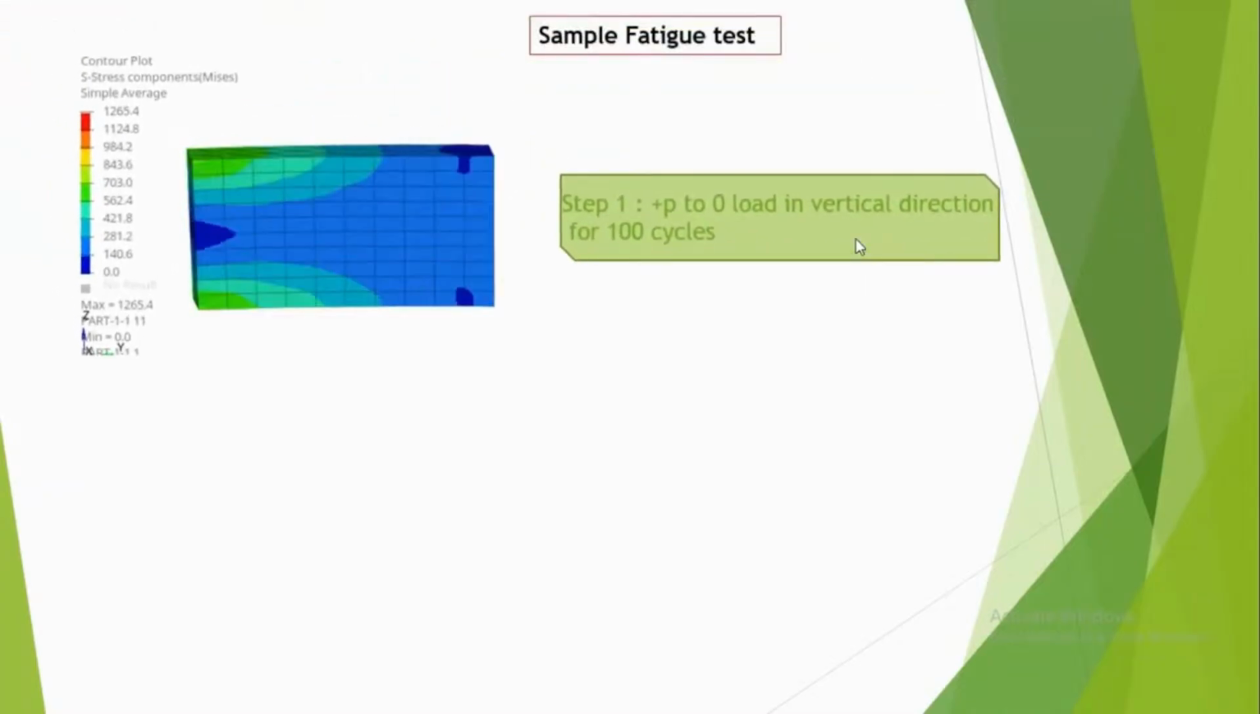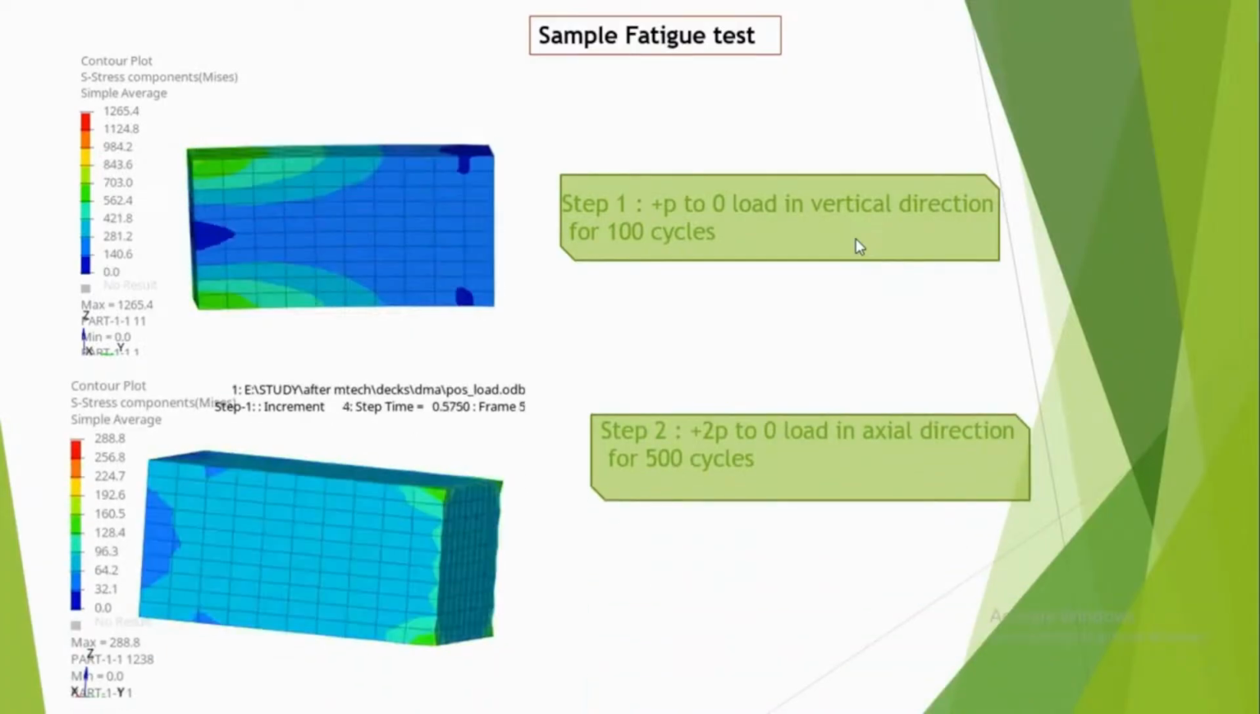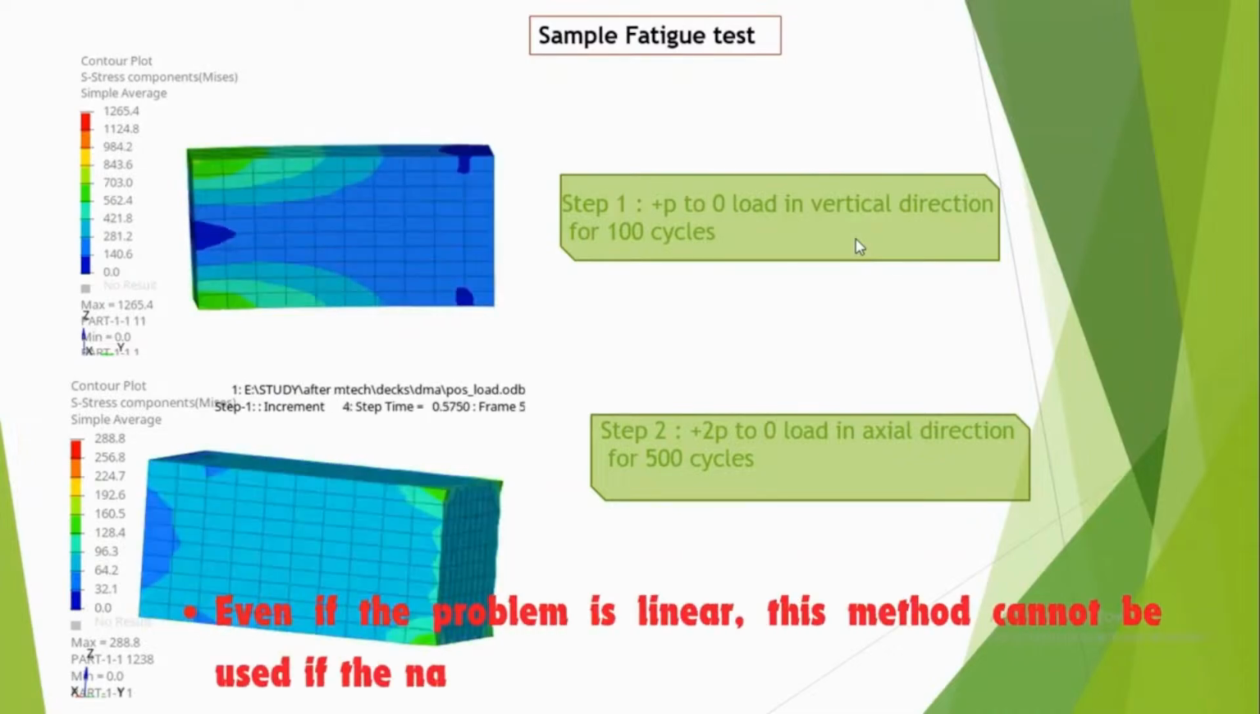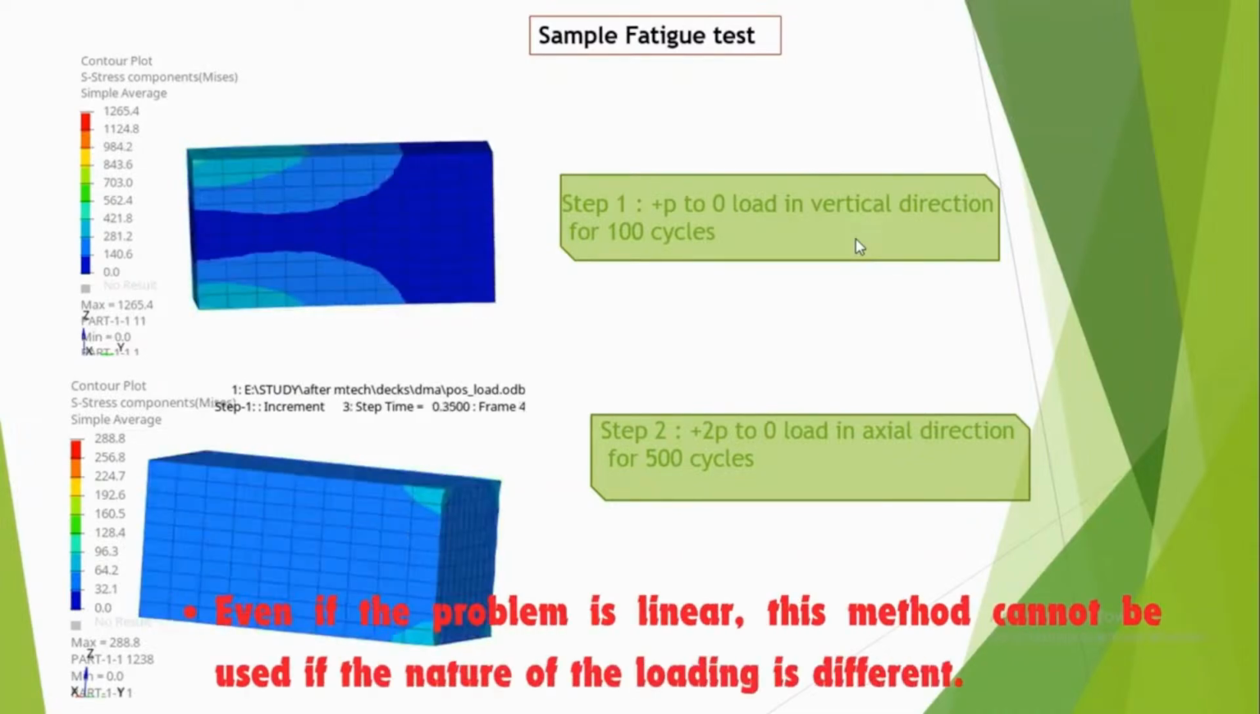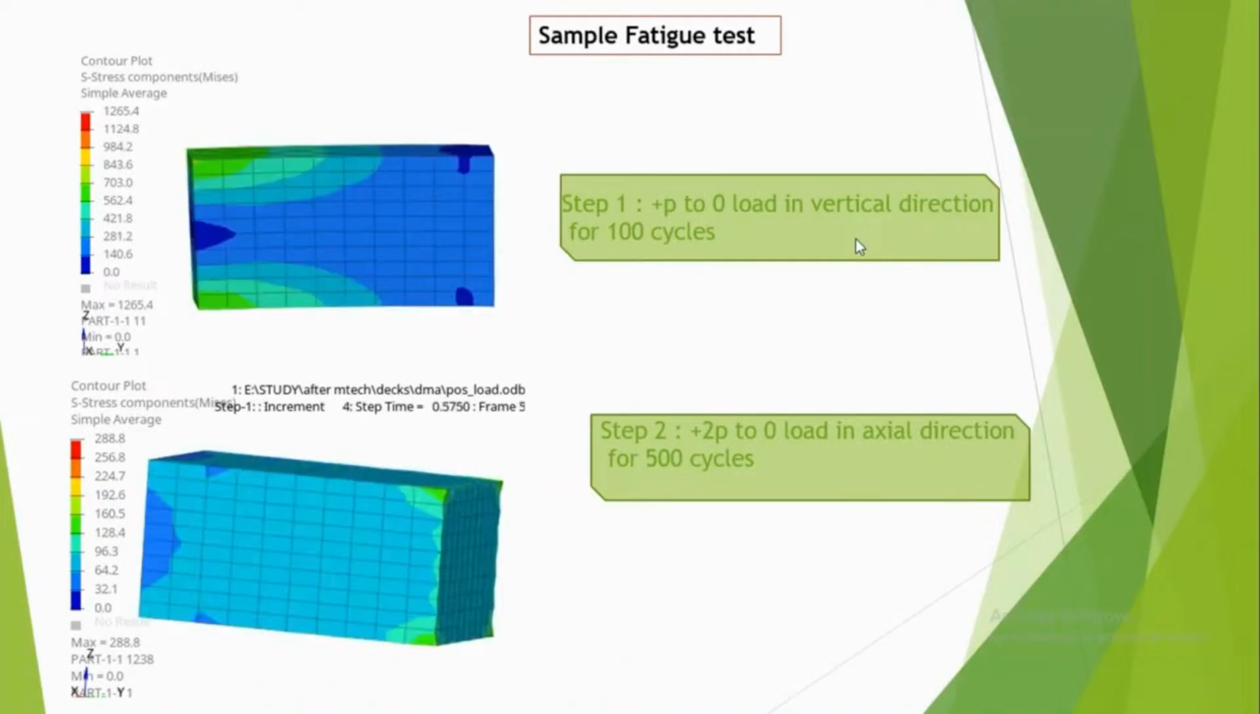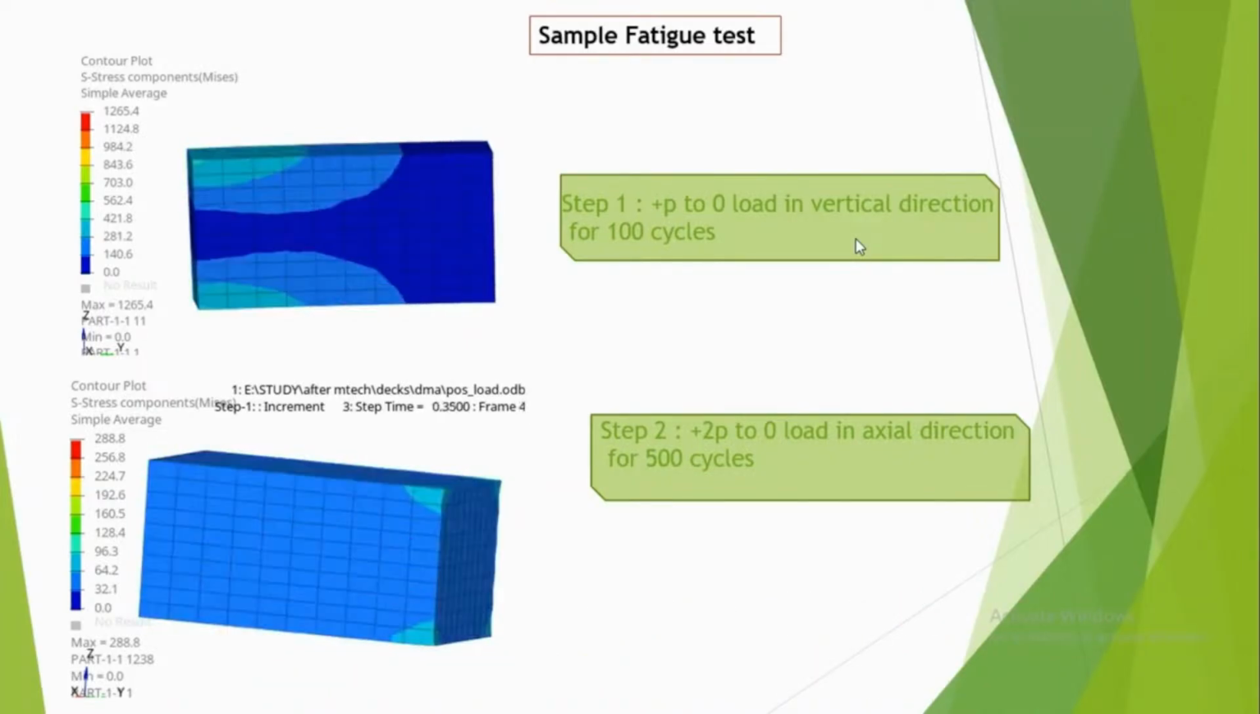then suppose for this case, it is a pulsating load of P to 0 in the vertical direction for 100 cycles, and then 2P to 0 load in the axial direction for 500 cycles. How can you calculate the cumulative fatigue? For that, we are still going to use Miner's rule of cumulative fatigue by adding the damages.